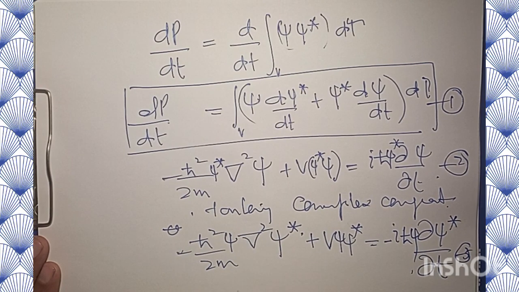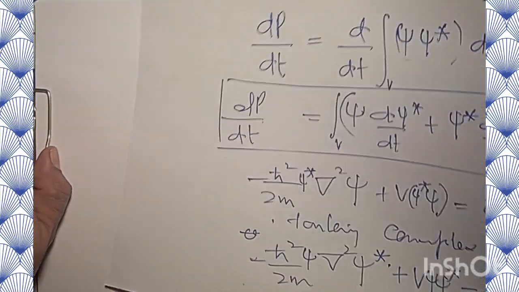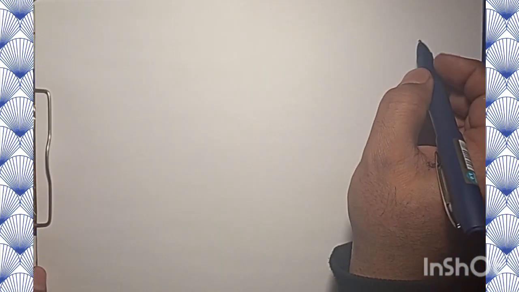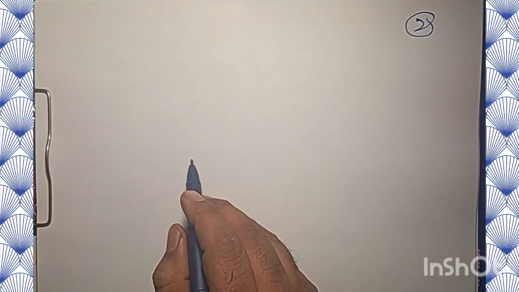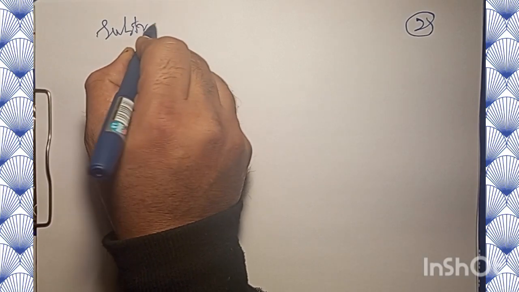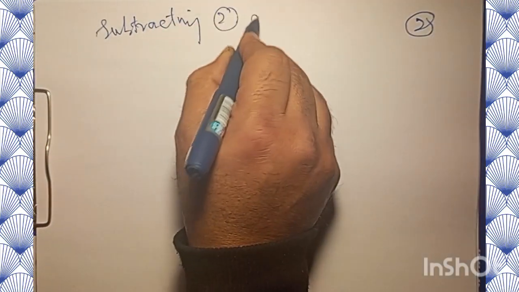After this, I would like to subtract 2 and 3. On subtraction, we can see the V psi star psi terms are going to die. They will not remain there in the original equation. So subtracting 2 and 3.